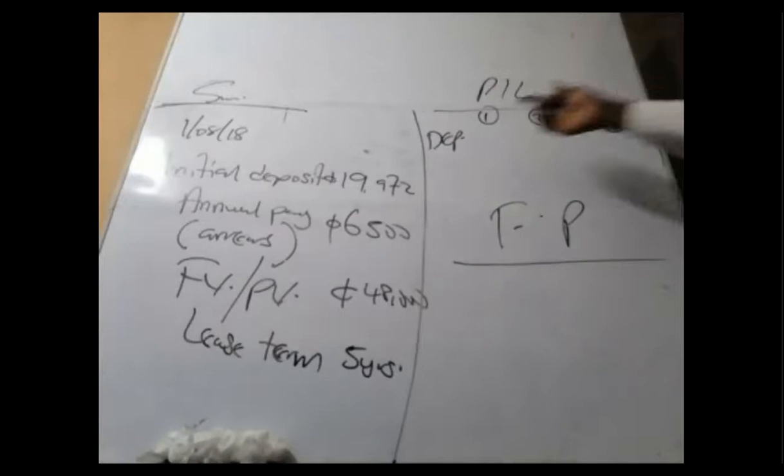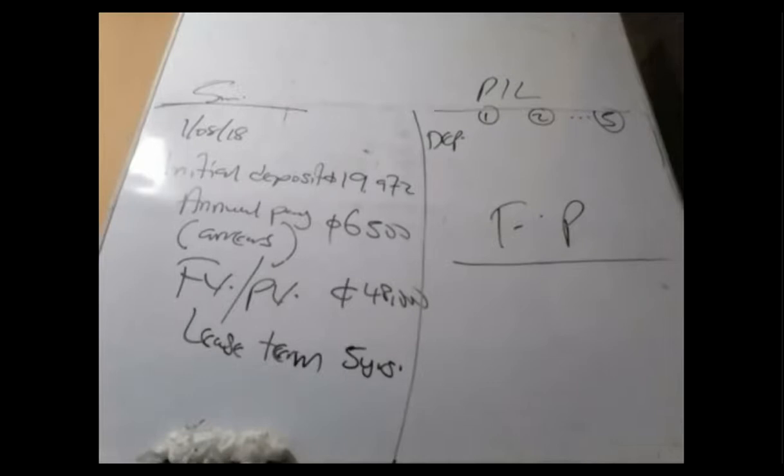So let's cover the total depreciation here. How do you depreciate the asset? Pick the initial value. The initial value of the asset we got is 48,000.